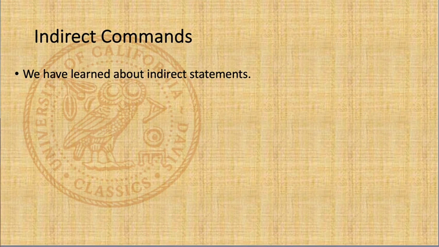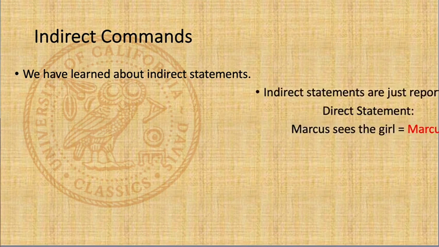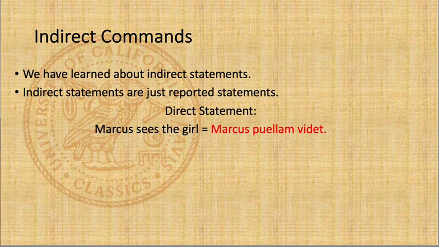We have learned about indirect statements. Indirect statements are just reported statements. For instance, if we have the direct statement, Marcus sees the girl, which in Latin is Marcus puellum videt, we need to be able to report that. And we report that using the forms of indirect statement.